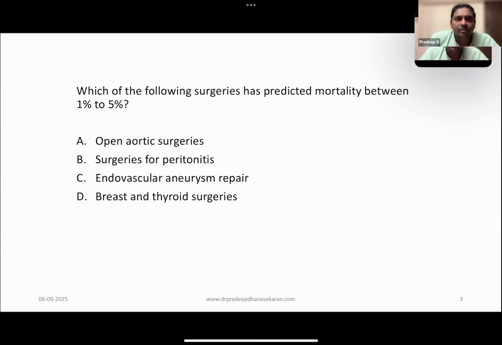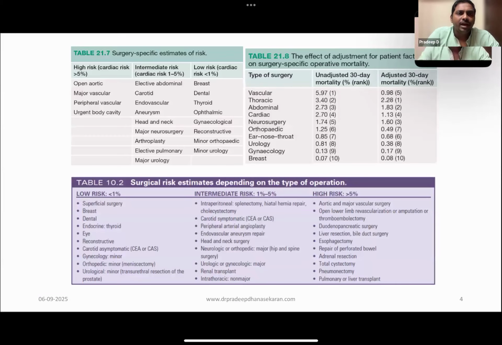Whereas an endovascular aneurysm repair, being an elective procedure, has a moderate risk. So you need to briefly understand this tabular column: high risk surgery, intermediate risk, and low risk surgery. This is the tabular column. On the top is from Bailey, and at the bottom is from Sebastian.